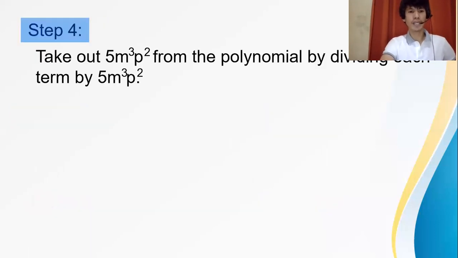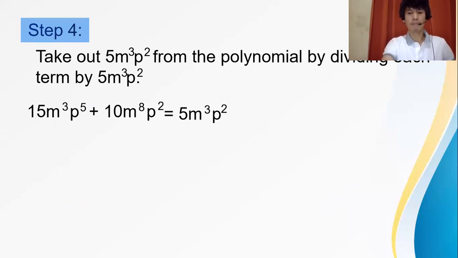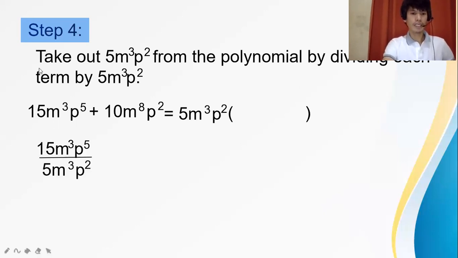Next, step 4, take out the greatest common monomial factor from the polynomial by dividing each term by the greatest common monomial factor, 5m cube p to the second power. Then here is the given from earlier. This is the greatest common monomial factor, and we look for the other factor. We divide 15 by 5. 15 divided by 5 is 3.